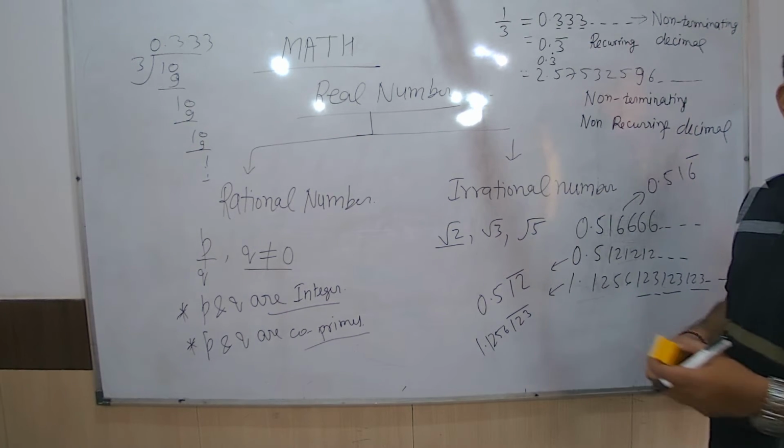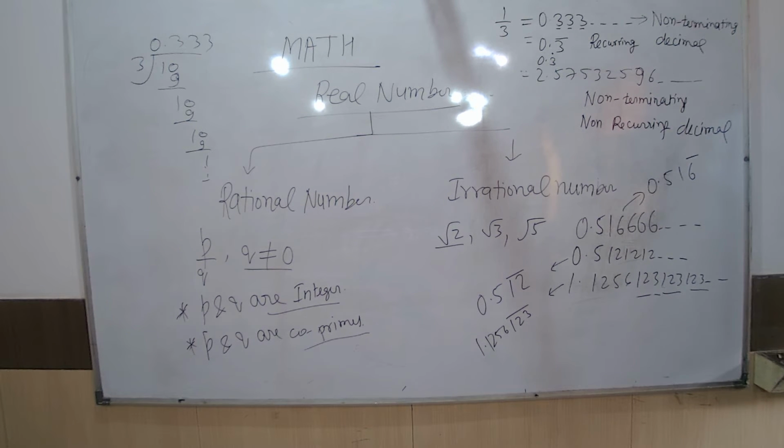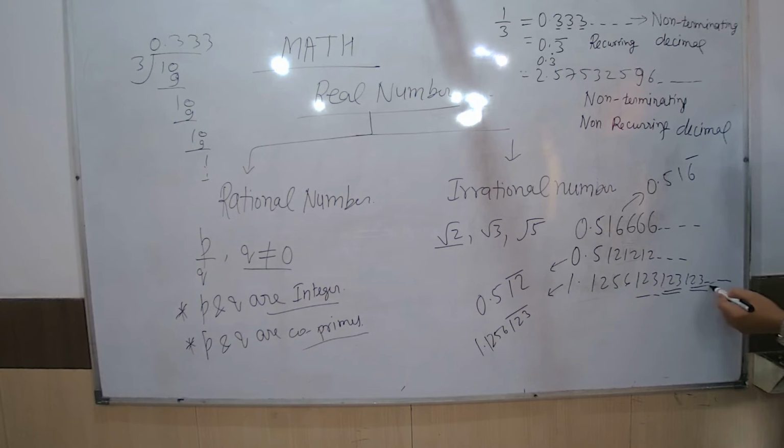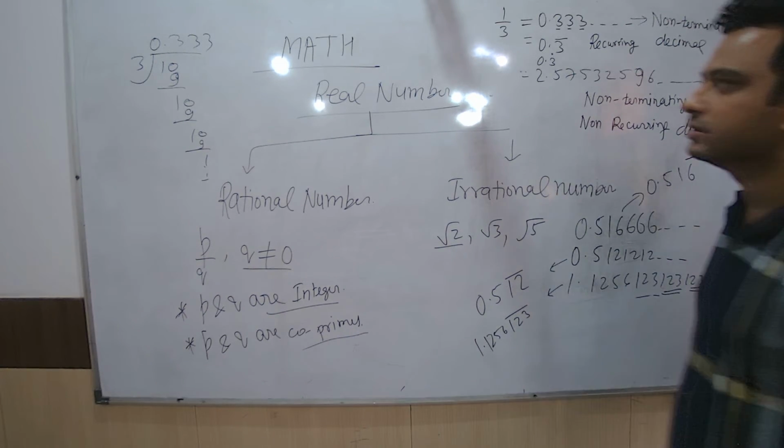Sir, if it repeats 3 times or more than 3 times, it is recurring, right? No, who told you? This dotted means this pattern will repeat, again 1 2 3 will come, it will come infinite number of times, okay, clear.